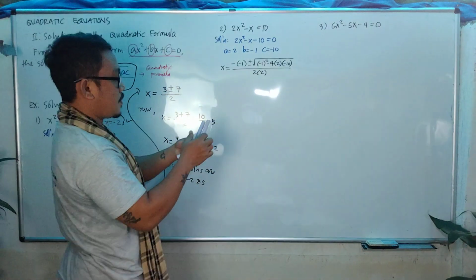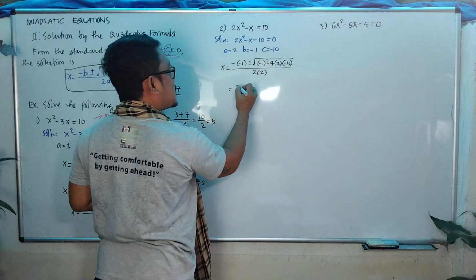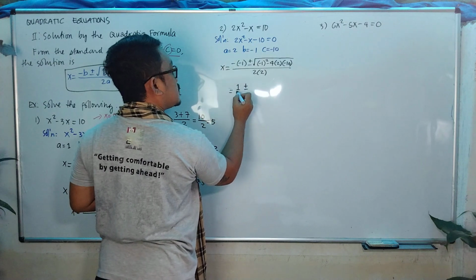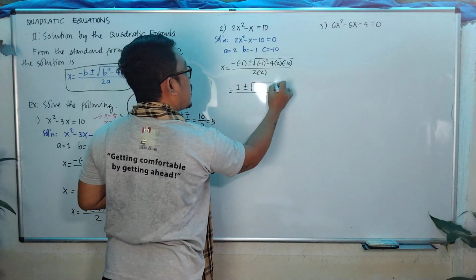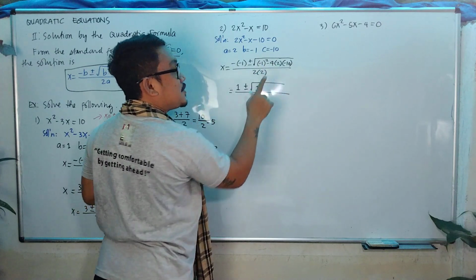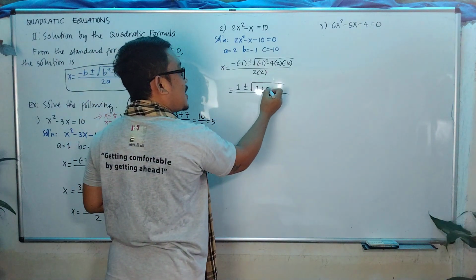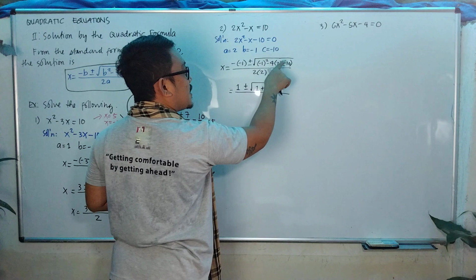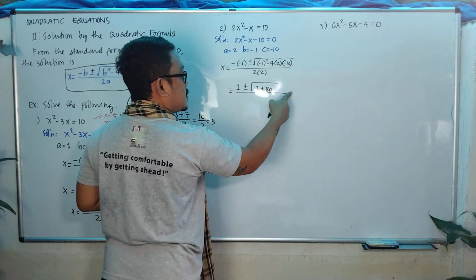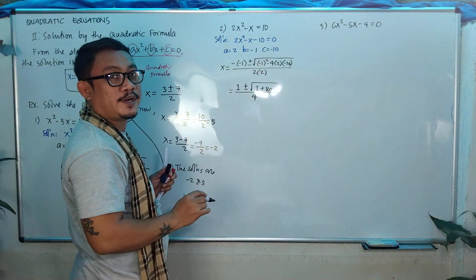Okay, let's continue. So, you have here, negative times negative is positive 1 plus minus the square root of, what is negative 1 squared? You have 1. Negative 4 times 2 is negative 8, times negative 10, so plus 80. 4 times 2, 8 times 10, 80. It is positive because negative times negative is positive. All over 4 because 2 times 2 is equal to 4.